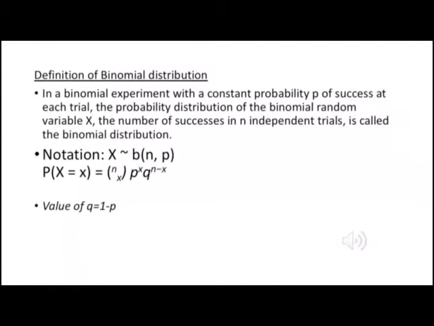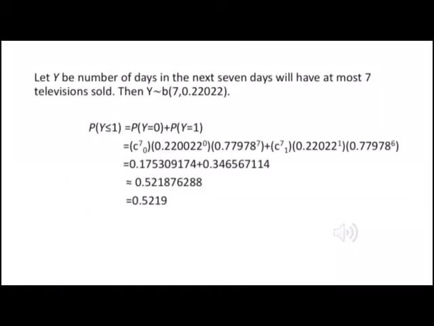As we can see, we need to calculate the value of q. The value of q is equal to 1 minus p, which means 1 minus 0.22022. So we can get the value of q is 0.77978. Let Y be the number of days in the next 7 days that will have at most 7 televisions sold. Then we have Y follows B(7, 0.22022).